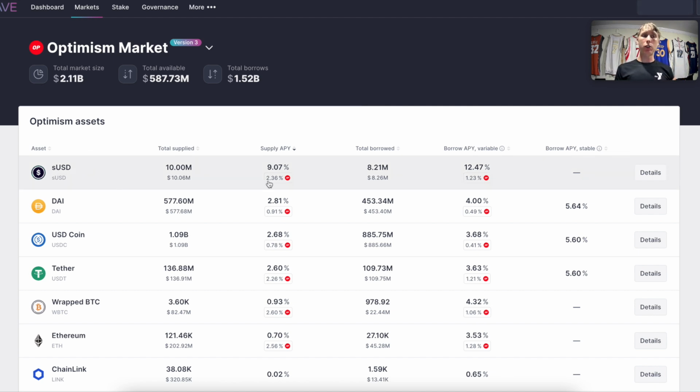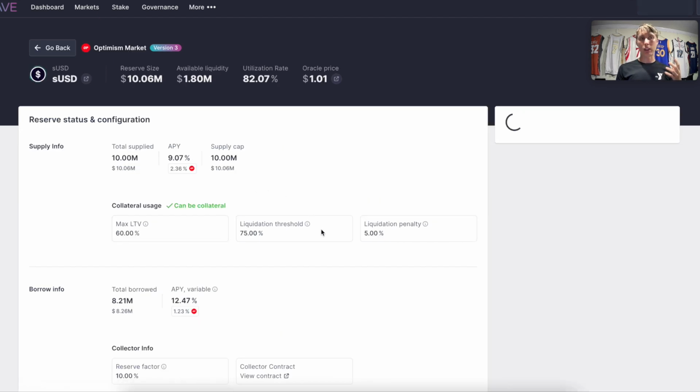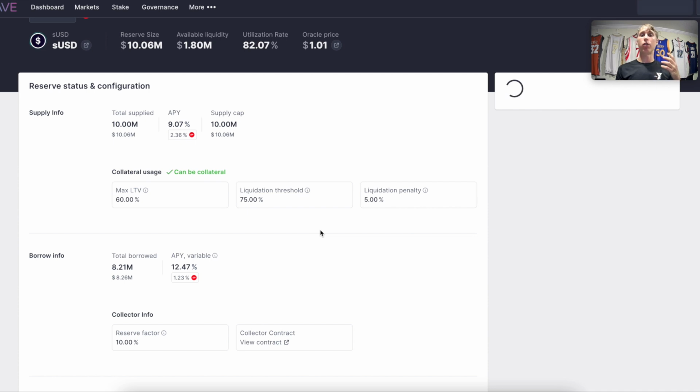In particular, SUSD is actually paying a 9% supply APY with a 2.36% incentivization from Optimism. So you're getting bonus tokens. This has a 60% maximum loan to value. This means that if I give out $100, the most I can borrow is $60. And my liquidation threshold is at 75. What this means is my position will be liquidated if my debt value is at 75% instead of the 60% loan to value.